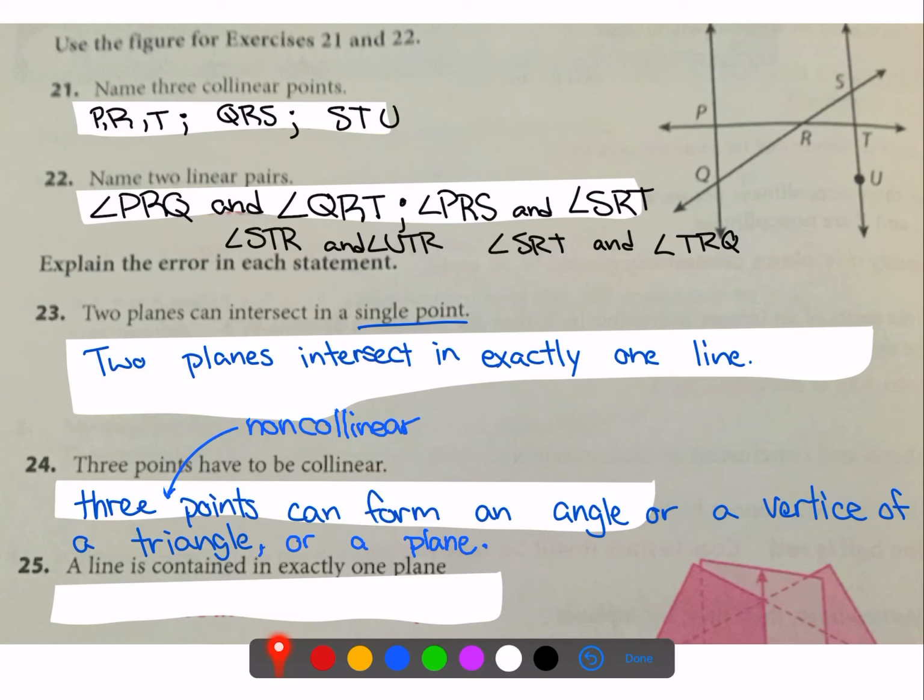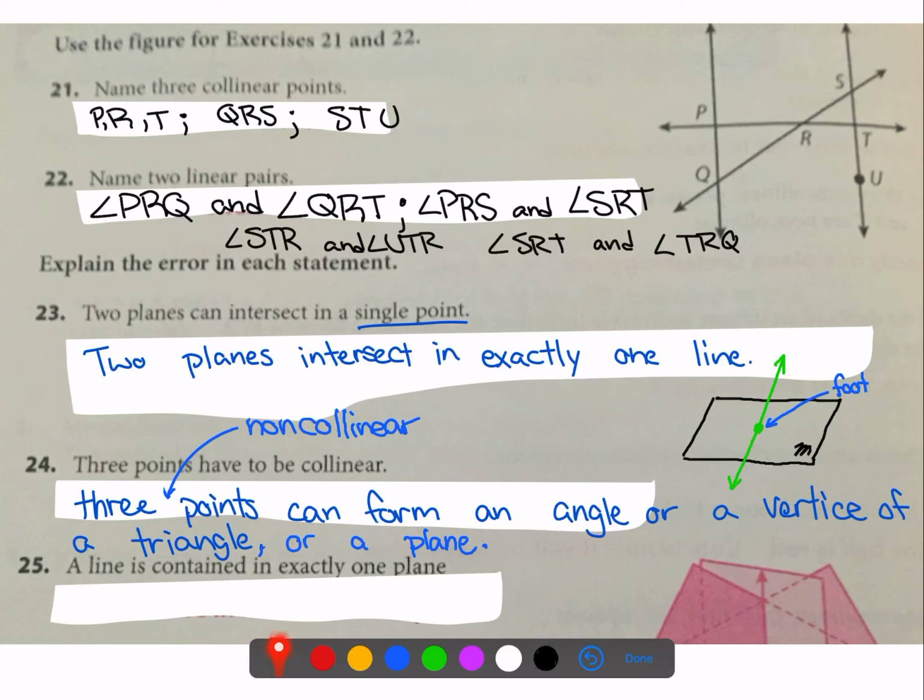The last one, a line is contained in exactly 1 plane. Well, we talked a little bit about this yesterday. If I have a plane here, draw a plane in black, and I have a line. Here's my line, and it's going through my plane. It's crossing through my plane right there. Well, what do I call this point? If we recall from yesterday, that's called a foot. That's the foot of the line on plane, whatever this plane is called. Let's call it M again. So that's the foot of the line on plane M.